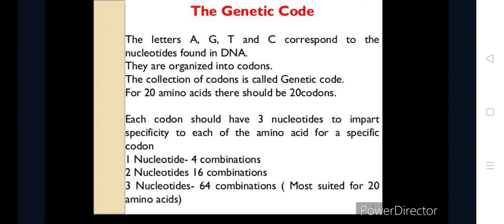One nucleotide is equivalent to 4 combinations, 2 nucleotides 16 combinations, and 3 nucleotides 64 combinations, which is most suited for 20 amino acids.